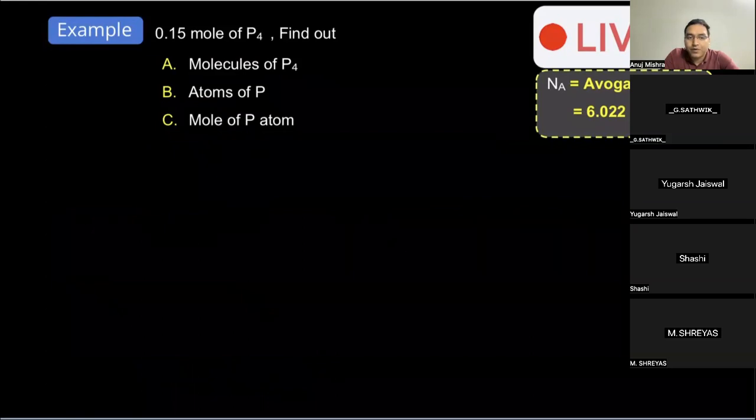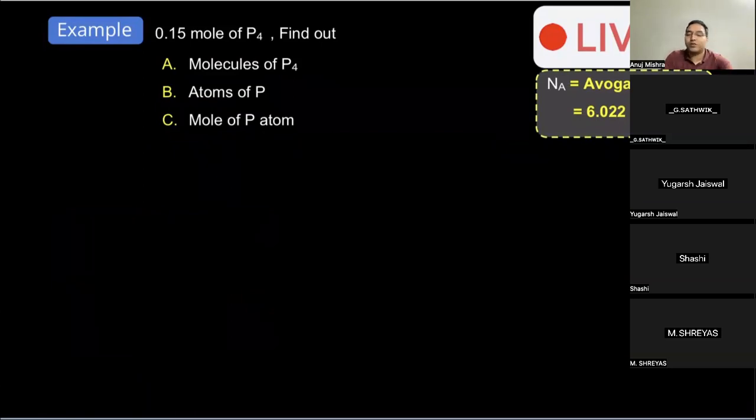Find out molecules of P4, atoms of P, moles of P atoms. Read this question first of all. You can spend a good one minute understanding the question. In solving a question, the first step is to understand the question. You can't solve a question unless you understand it. So nobody should be in a hurry to solve.